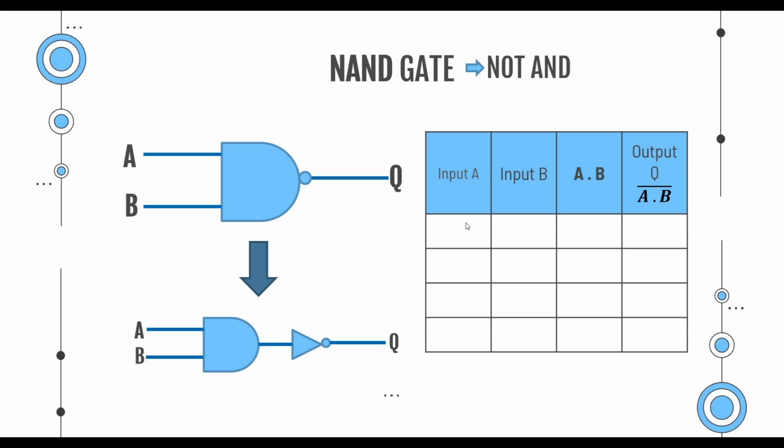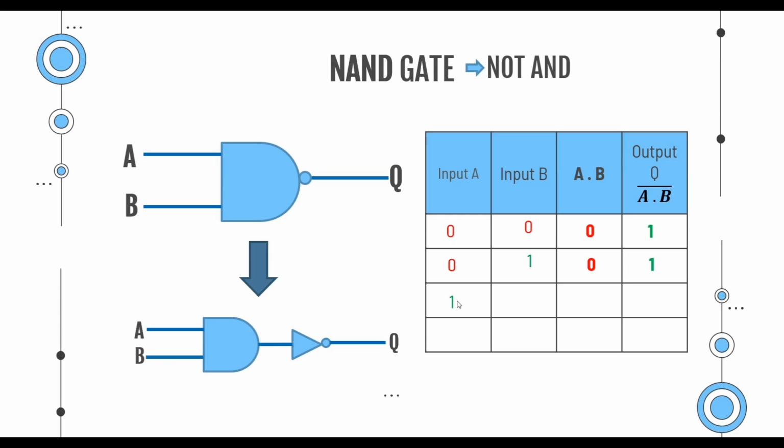In the first case, our input A will be 0 and B is 0. The AND operation of A and B is 0, so the output of the NAND gate is 1. Second, A is 0, B is 1. The AND operation of A and B is 0. The output will be 1.